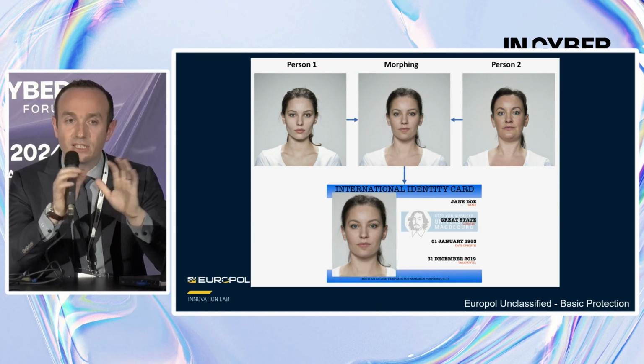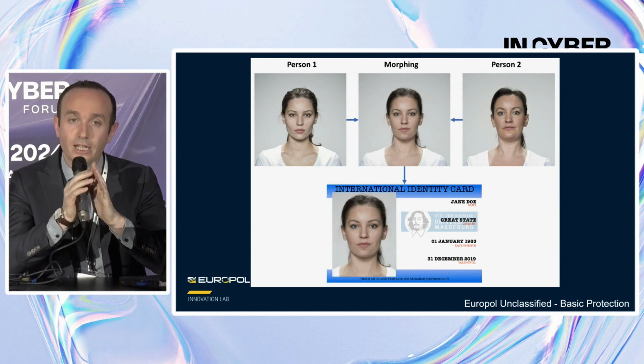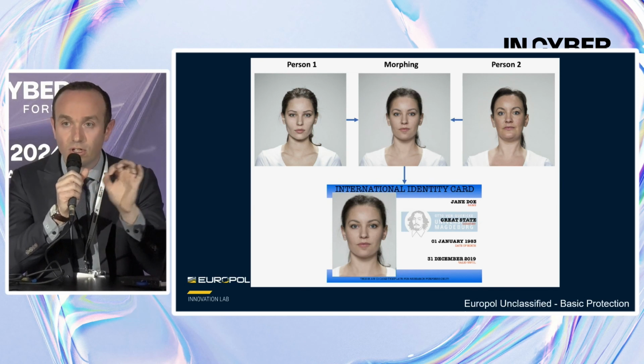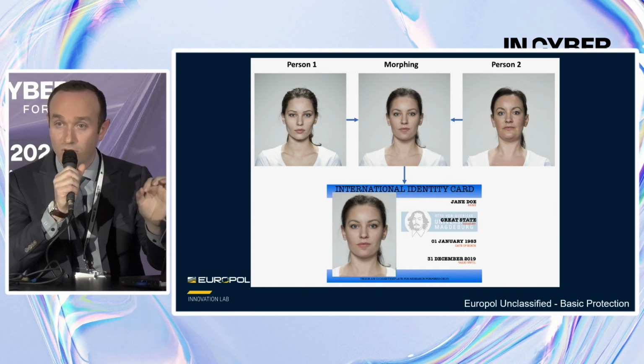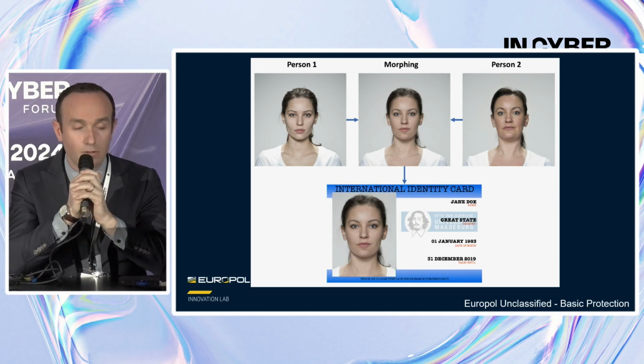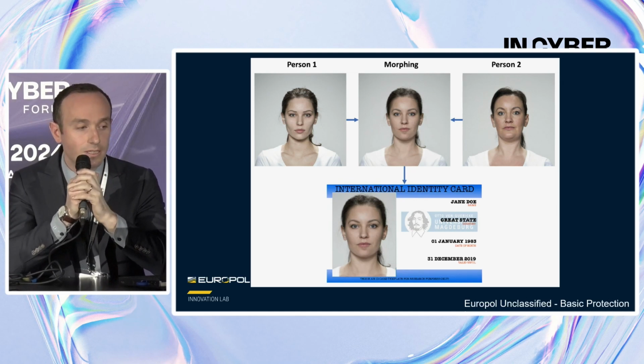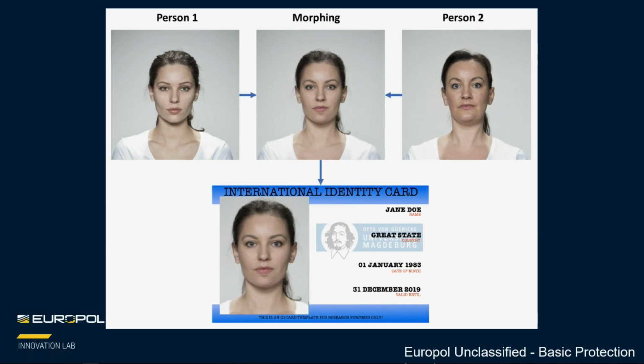So you more or less merge the two faces together, and you can adjust how many percentages you want of person 1 compared to person 2. So you could do 50-50, you could do 40-60. So you adjust it as you want, and you generate one new person, a morphed person, and you use it to generate an identity document.